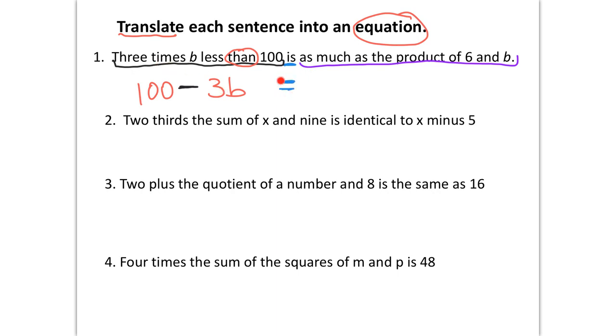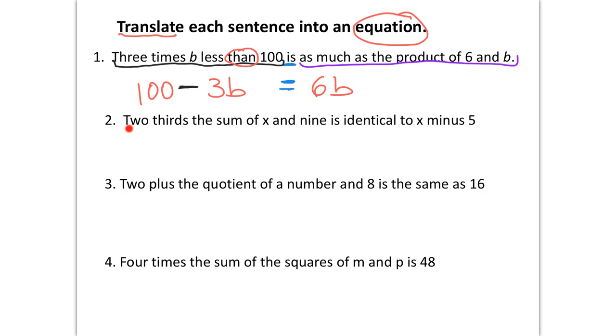On the right side of the equal sign, you have is as much as the product of 6 and b. Now we know what product means. Product means you multiply. So you are going to multiply 6 and b. When you write the multiplication, that's going to be 6b. So that's your actual equation right there. We have 100 minus 3b equals 6b. All of that equation means 3 times b less than 100 is as much as the product of 6 and b. So let's look at number 2.